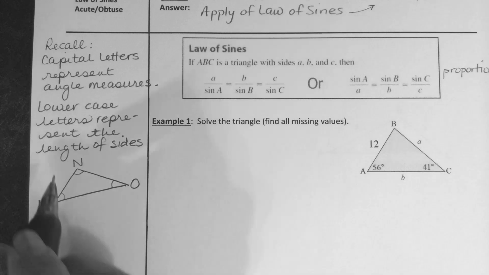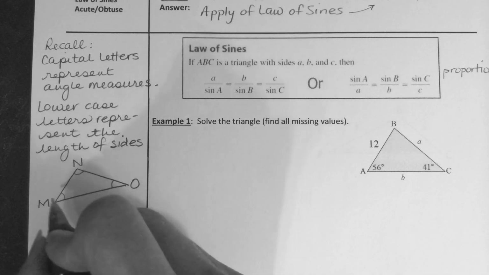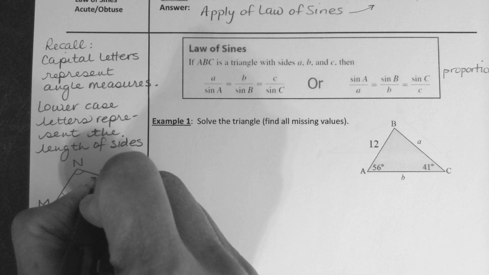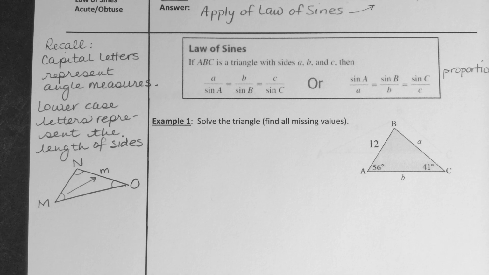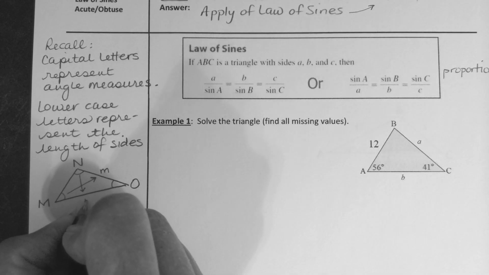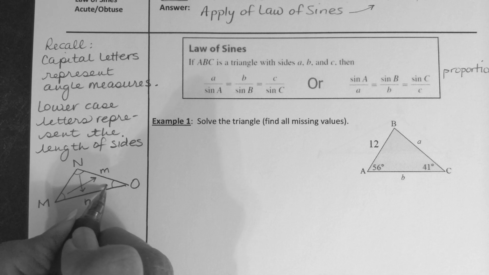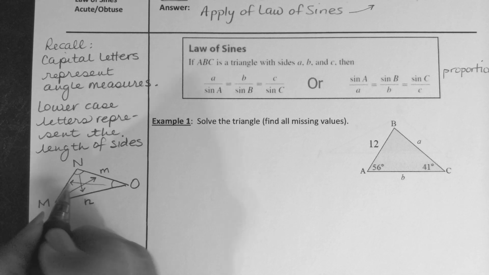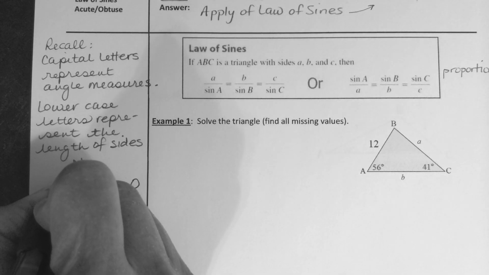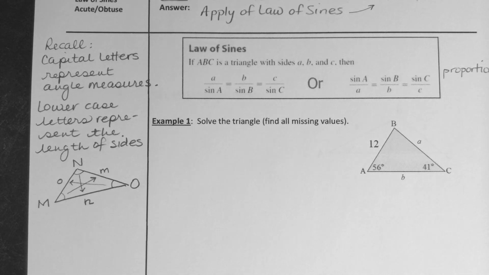Now, when you are labeling the sides, you take the angle and look at its corresponding side, and the corresponding side is always across from that angle, and you label it with the lowercase letter. So if I keep doing that for all of my vertices, I can find the corresponding sides. And this right here will be a lowercase o. Keep that in mind when you are required to sketch certain things.